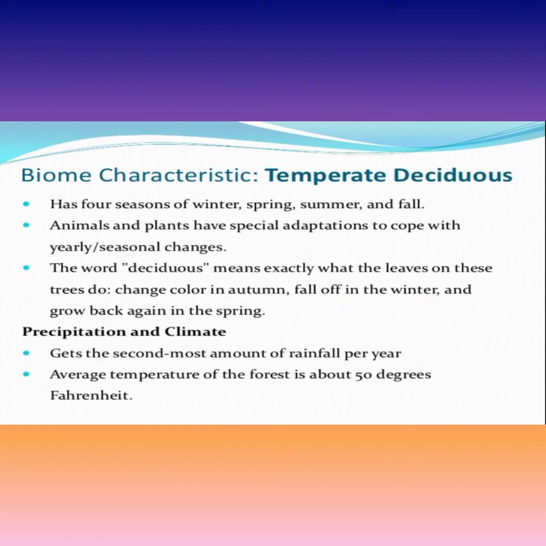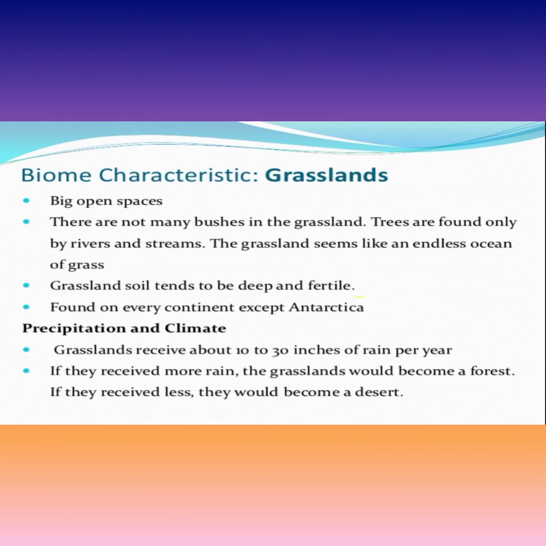Then temperate deciduous has four seasons: winter, spring, summer, and fall. Animals and plants have special adaptations to cope with yearly seasonal changes. The word deciduous means that the leaves on these trees change color in autumn, fall off in the winter, and grow back again in the spring. Precipitation: it gets the second most amount of rainfall per year. Average temperature of the forest is about 50 degrees Fahrenheit.